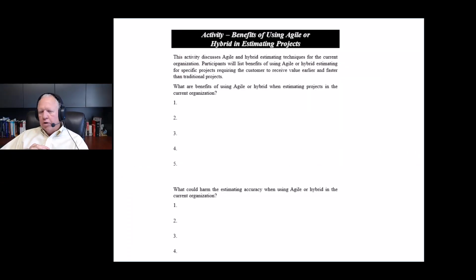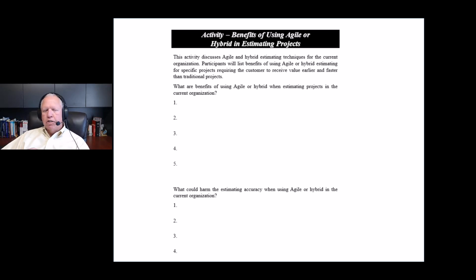In this activity, we're going to talk about the benefits of using Agile or hybrid in estimating projects. Now, for many of you, you might spend your time estimating traditional all the time, but maybe some of you are just now starting to look at other ways to do something kind of hybrid, a traditional with a little bit of Agile in it. You're seeing this across the world right now, where people are starting to do some type of hybrid project. But I want you to think about it from an estimating standpoint. So what are the benefits of using Agile or hybrid in estimating some of the projects that you're working on right now at your organization?